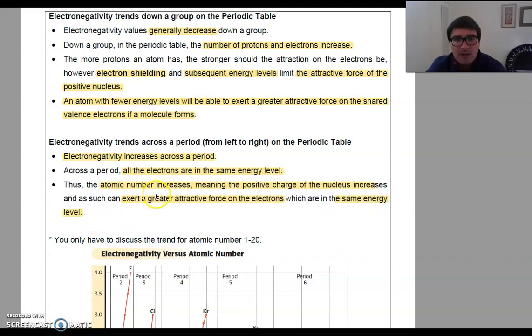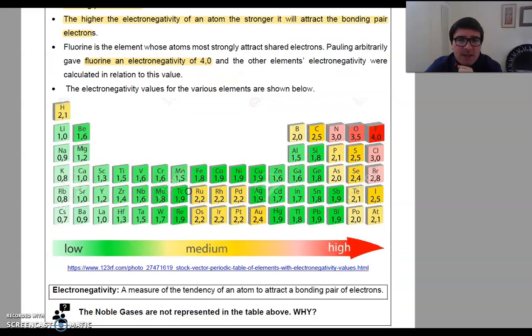Now guys, there's one question which we haven't answered yet. This question is posed here on page 15, where it says, the noble gases are not represented in the table above. Why? You would see that in some tables with electronegativity values, they do represent the noble gases, but there are no values indicated. Whilst here, you don't see them, and it only stops with group 17. Now, why is that?